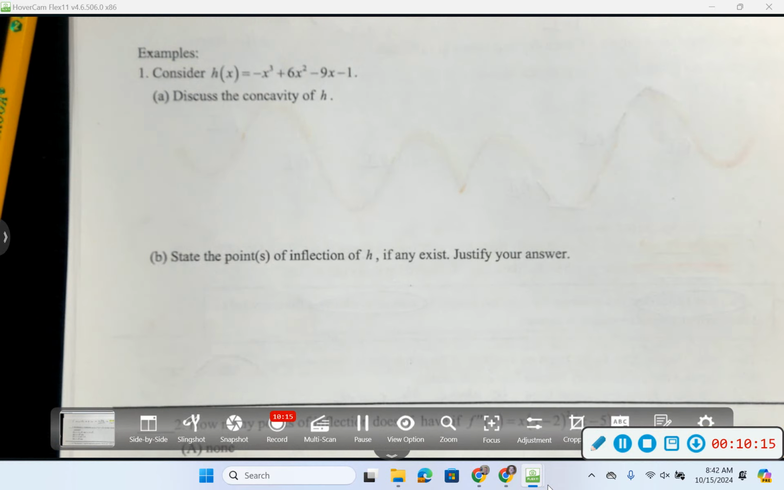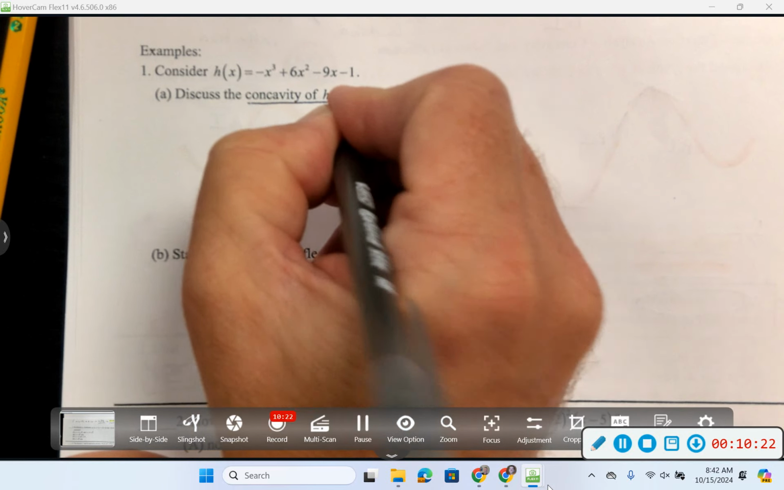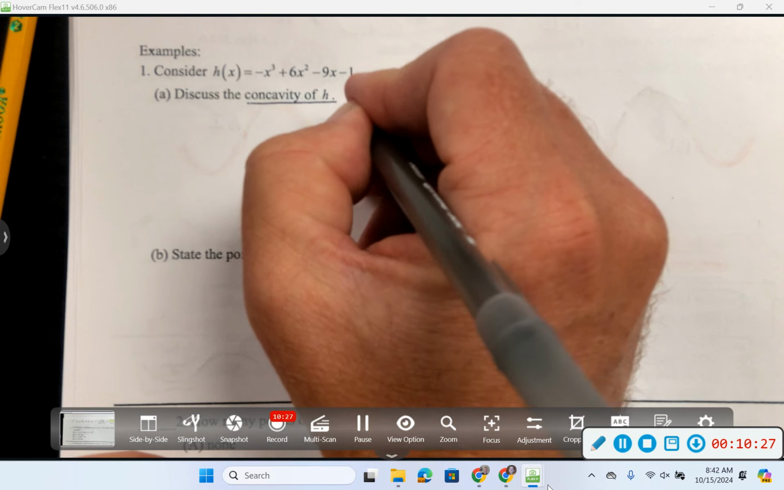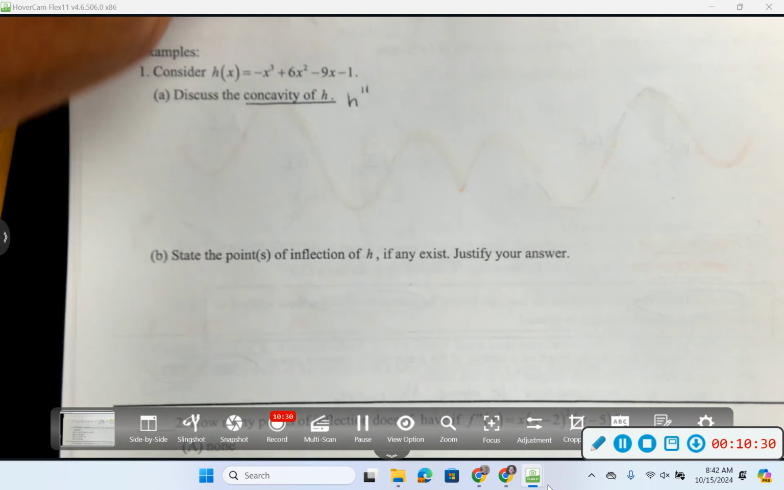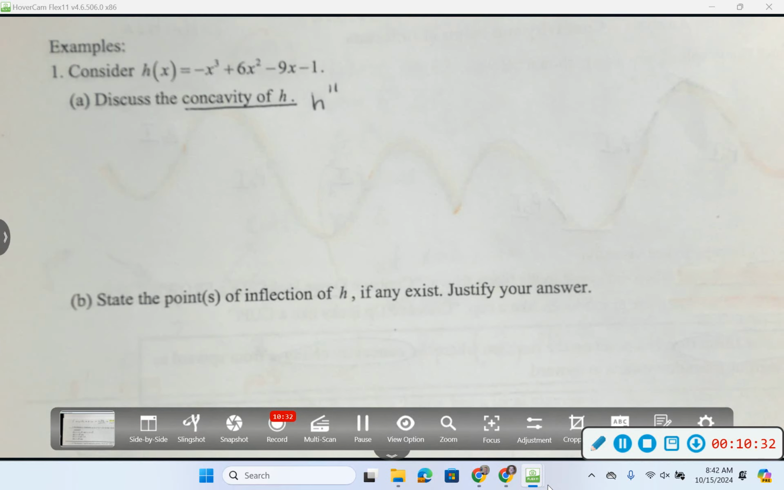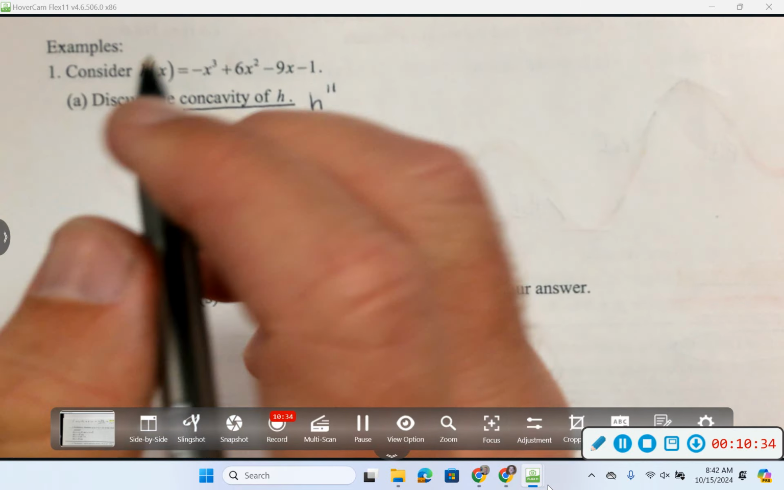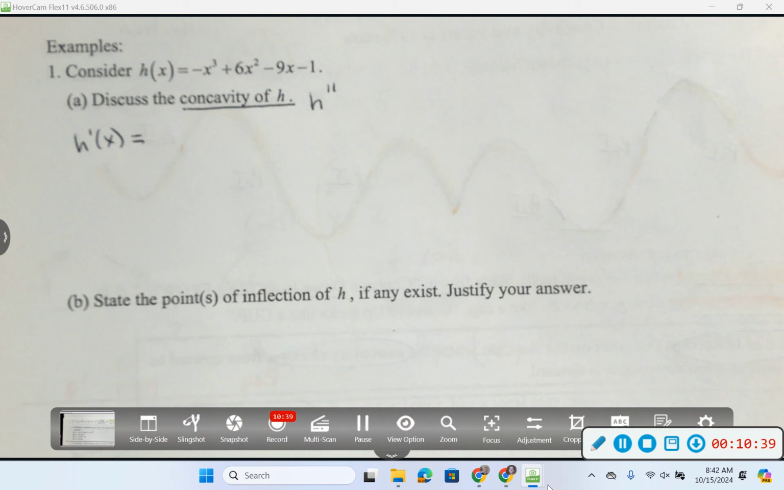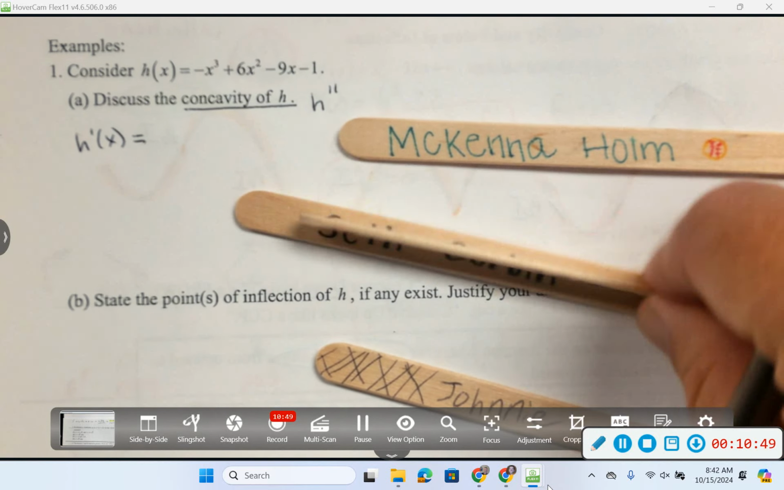Okay, some examples. Consider that function. Discuss the concavity of H. Concavity of H means I need H double prime, because that's what tells me about concavity. So I need to take a second derivative, and then we'll worry about all of those steps. So first derivative, let's see here. I have 4 pieces, so we'll pick on 4 people.